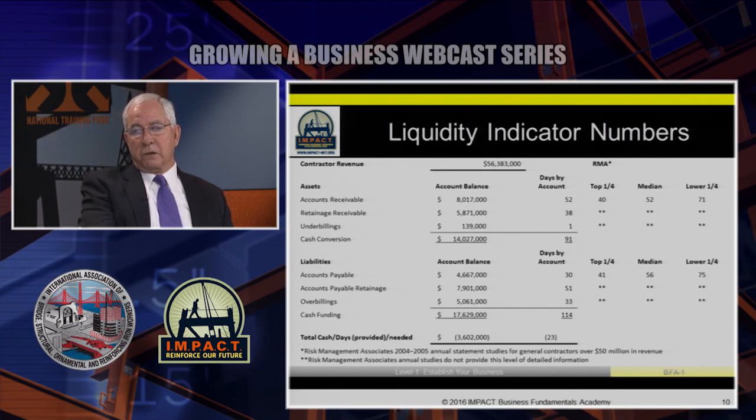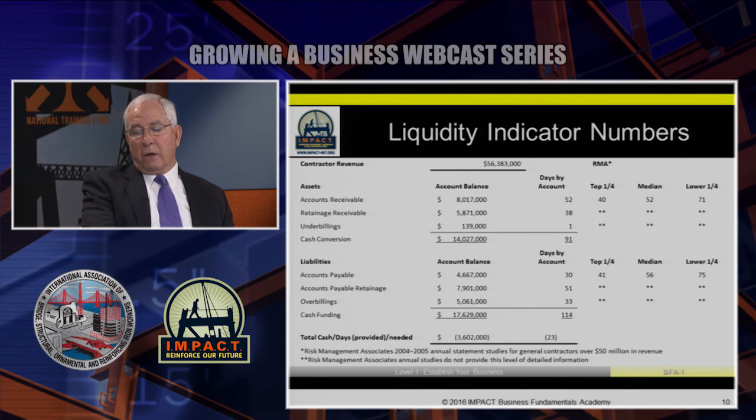So in this particular example, we've got cash being tied up in operations, and you can see the number of days. You can see the number of days of retentions in receivables, and you can see the number of underbillings. The cash conversion process then totals.